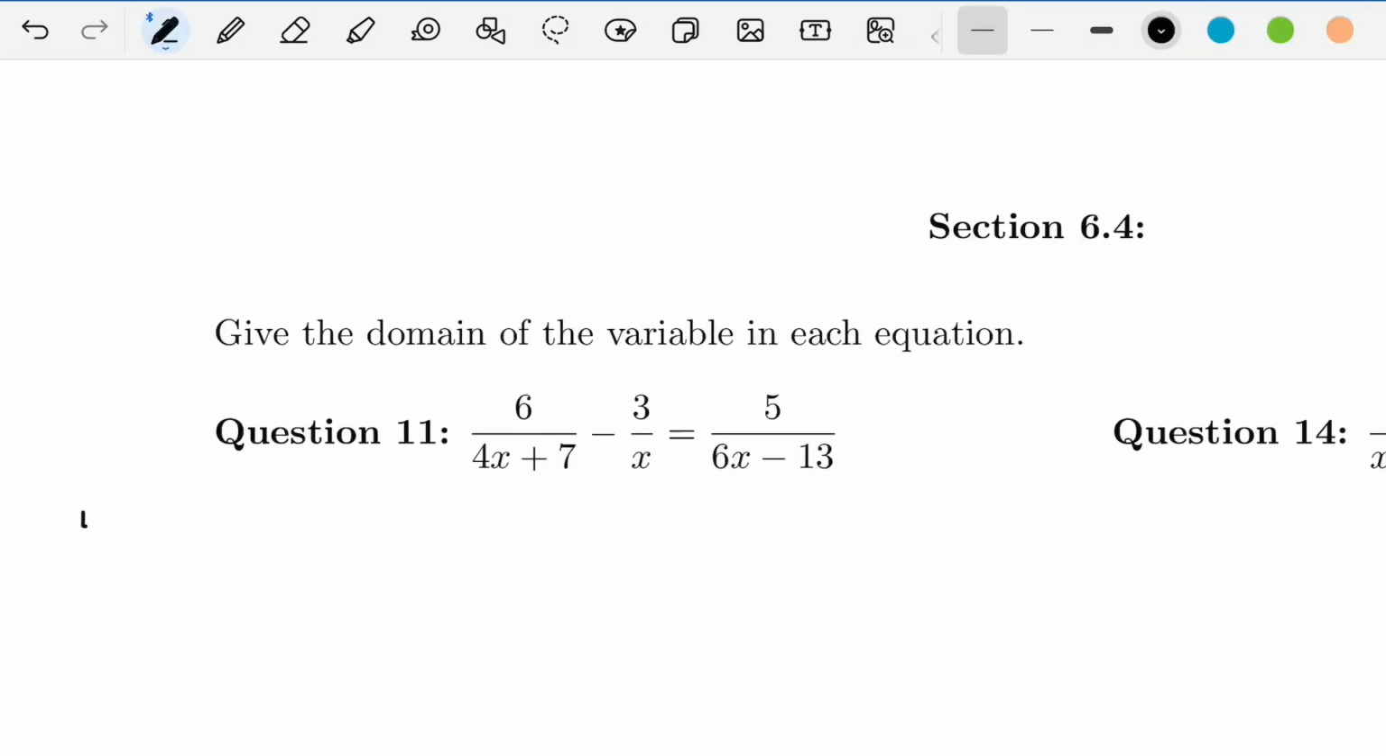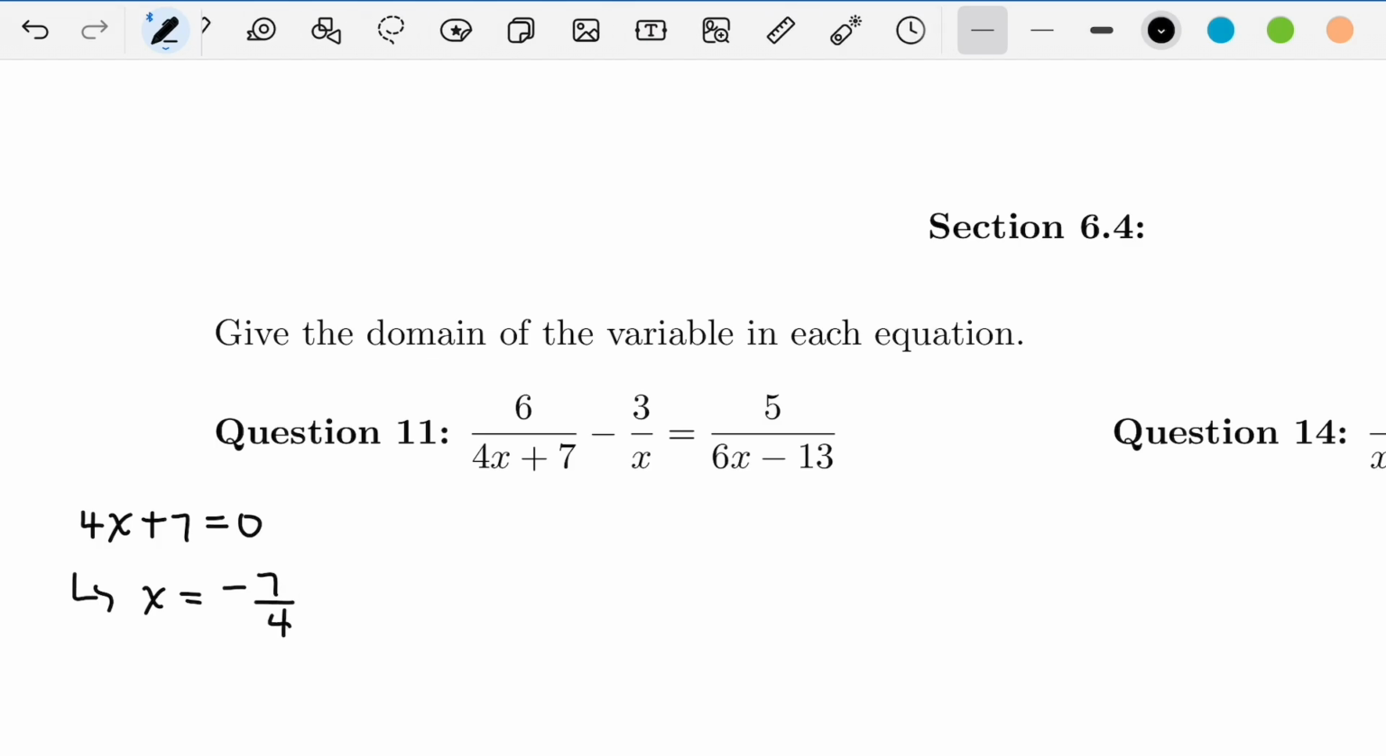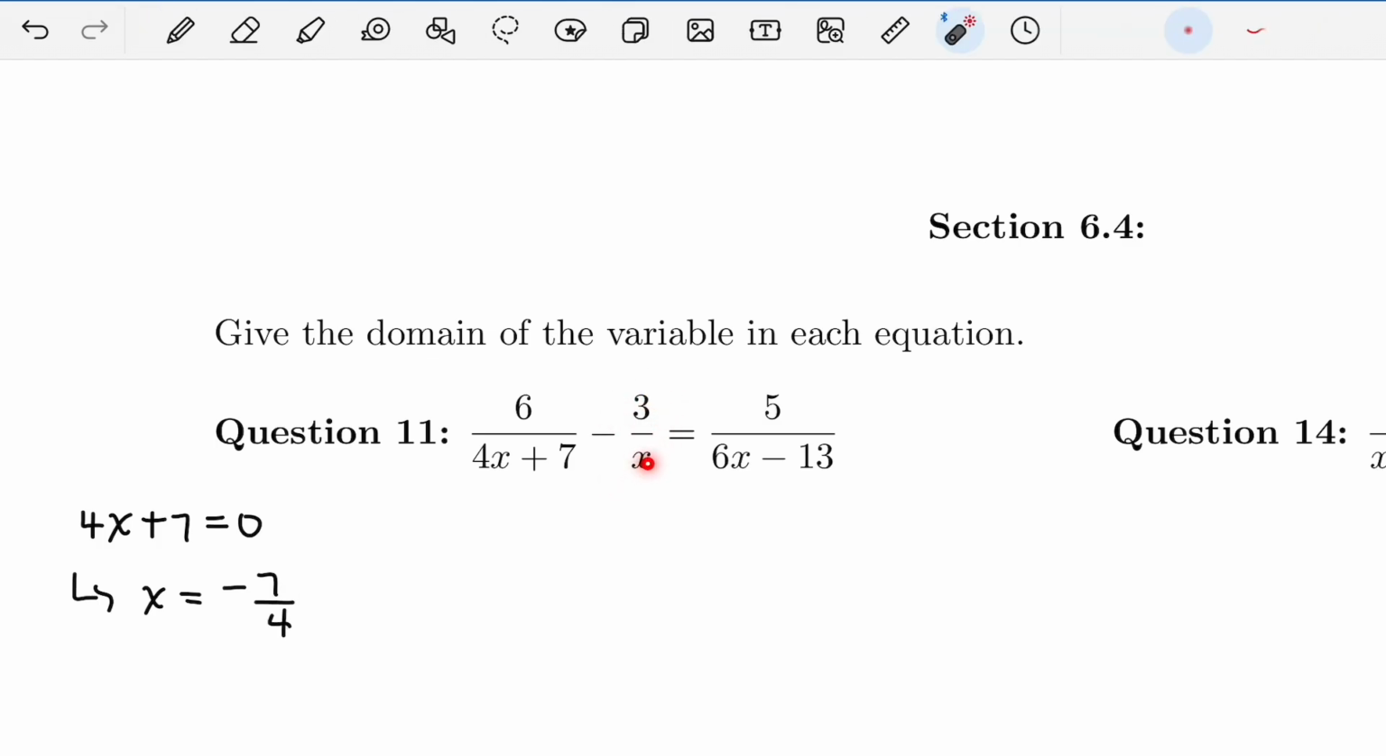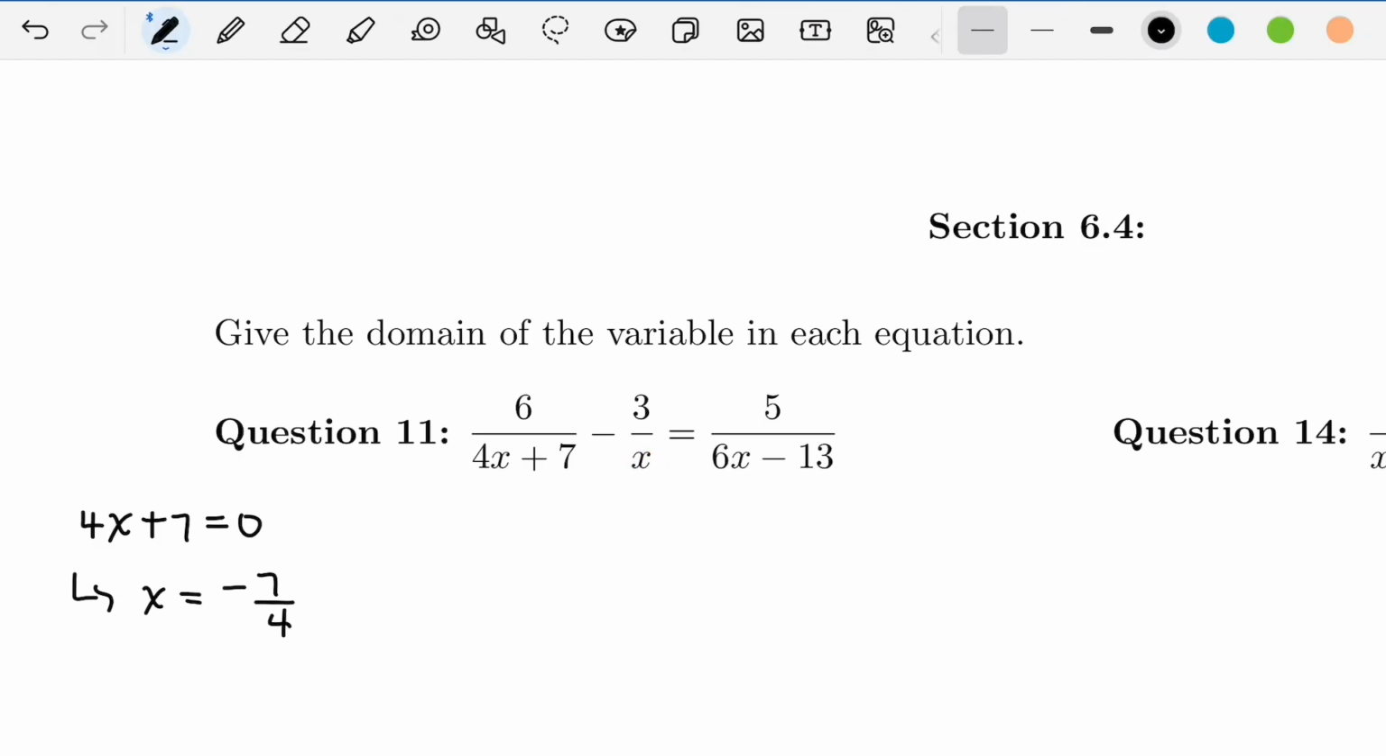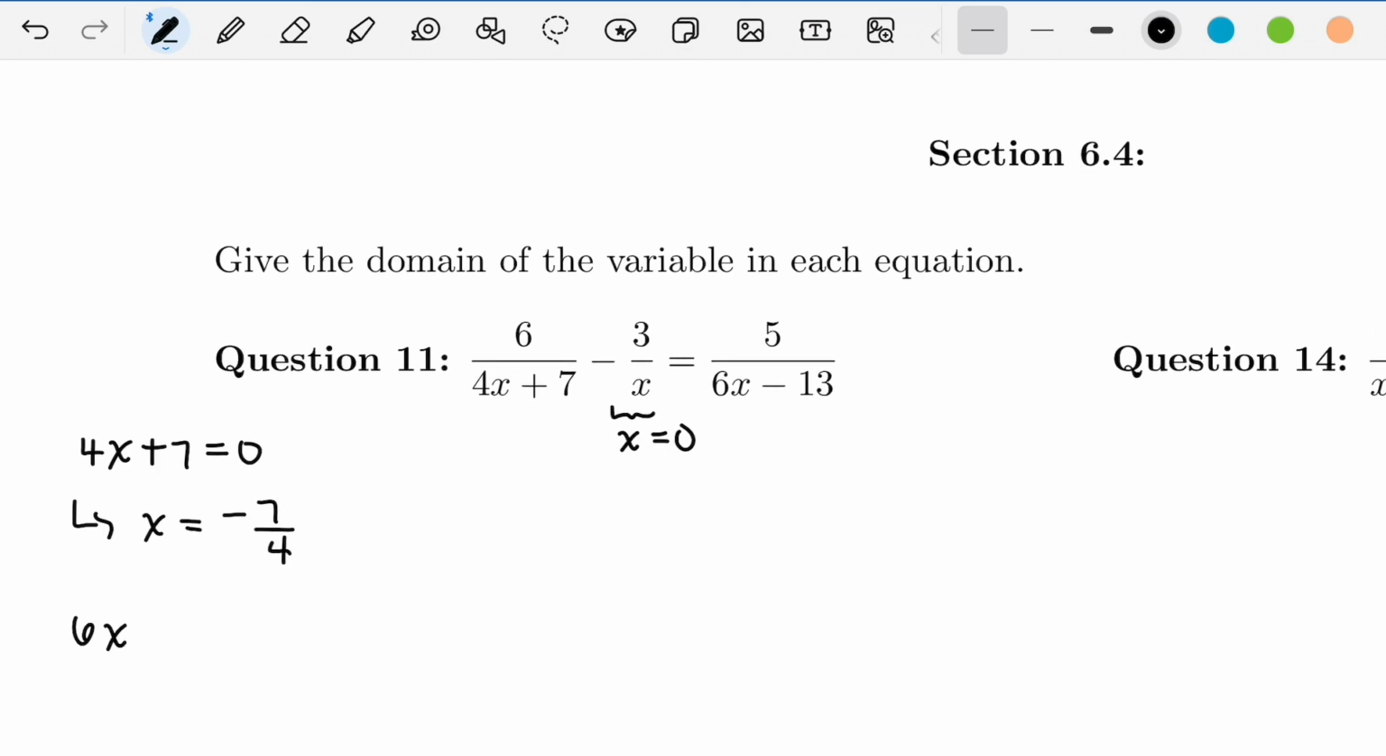So we'll do this by setting the denominators of each of these rational expressions to 0 and solving for the variable. So we're going to set 4x plus 7 equal to 0. Solving for x here, we're going to get x is equal to negative 7 over 4. For this next rational expression here, we have 3 divided by x. So clearly, if x is equal to 0 here, it'll make this equation undefined. Then we're going to do the same thing for our last rational expression here. We're going to set this equal to 0, and then solving for x, we're going to get 13 over 6.